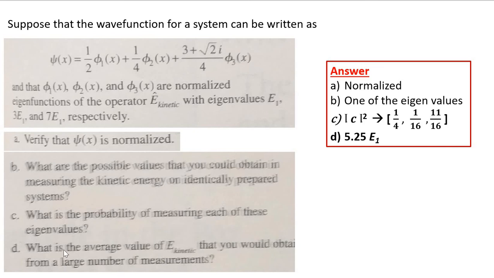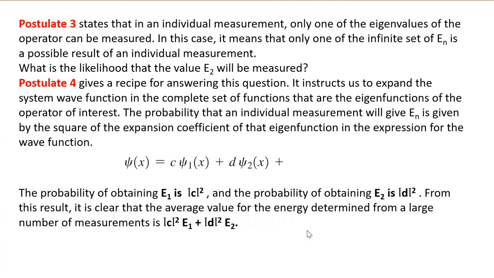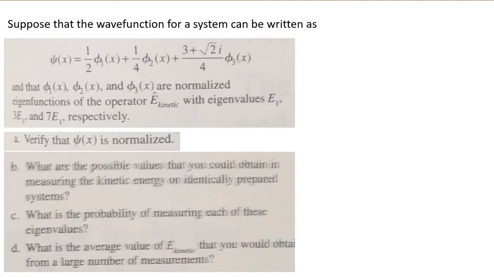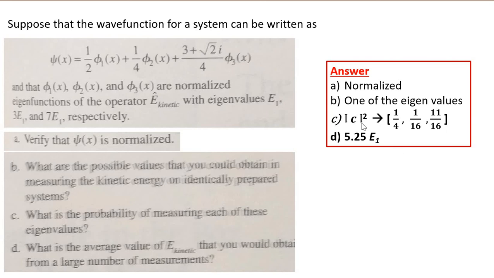And then the last one, what is the average value that you would obtain from a large number of measurements? The average value that I was mentioning in the earlier slide, this one: C square E1 plus D square E2 plus dot dot dot. So that would exactly happen here. You have already evaluated the C square, D square and E square.